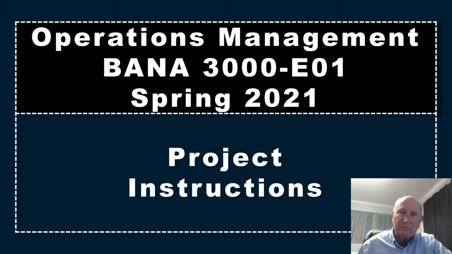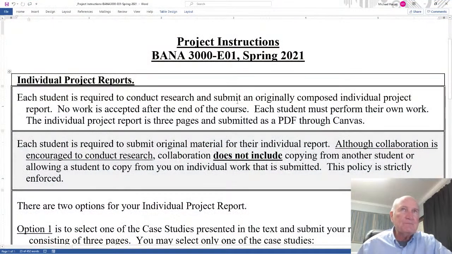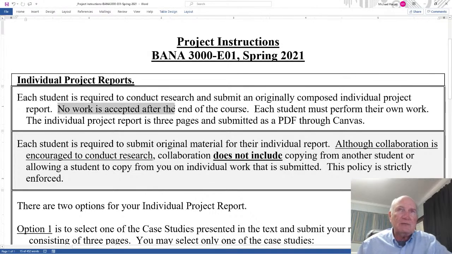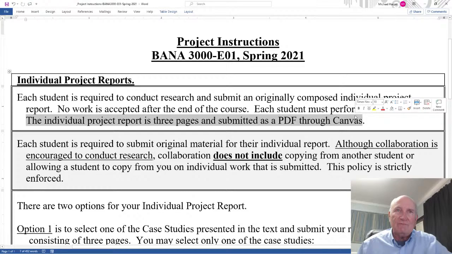This video is on project instructions. So let's bring up the project instructions. First of all, these are individual project reports. A summary is each student is required to conduct research and submit an originally composed individual project report. No work is accepted after the end of the course. Each student must perform their own work. The individual project report is 3 pages and submitted as a PDF through Canvas.